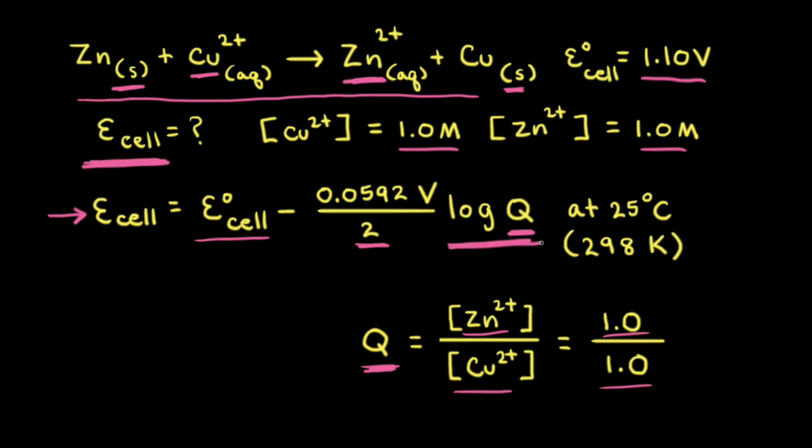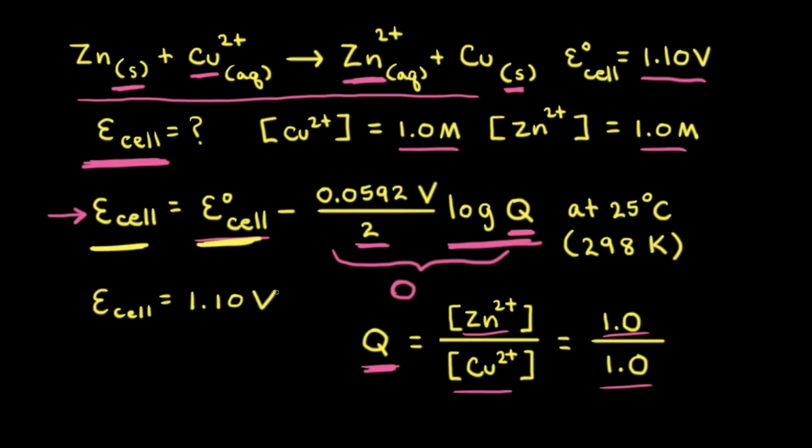And the log of 1 is equal to 0. Therefore, this entire second term in the Nernst equation is equal to 0. Which means the instantaneous cell potential is equal to the standard cell potential. So the instantaneous cell potential is equal to positive 1.10 volts. And this answer makes a lot of sense because standard state for solutions is a 1 molar concentration. Therefore, the instantaneous cell potential is equal to the standard cell potential at this moment in time.